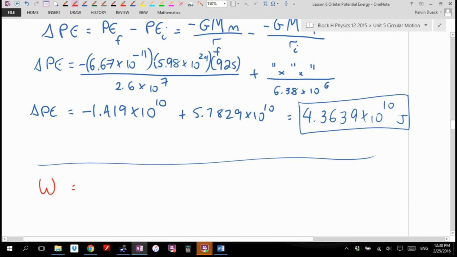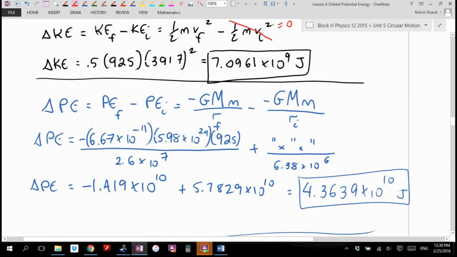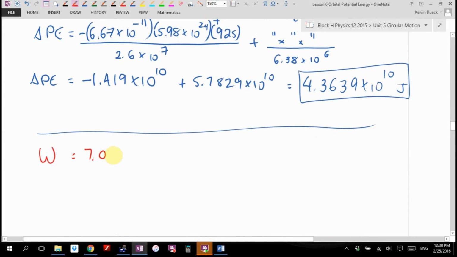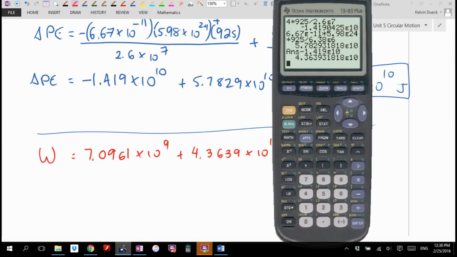The work is going to be 7.0961 times 10 to the 9th plus 4.3639 times 10 to the 10th. Conveniently, I have the 4.3639 still on my calculator.